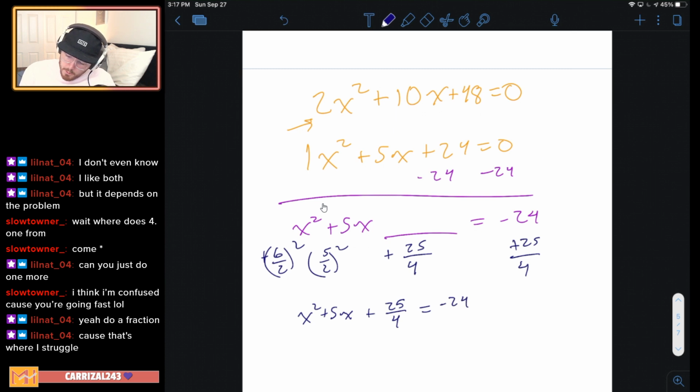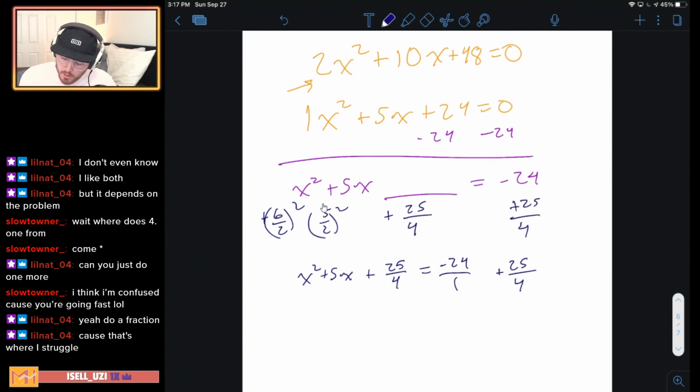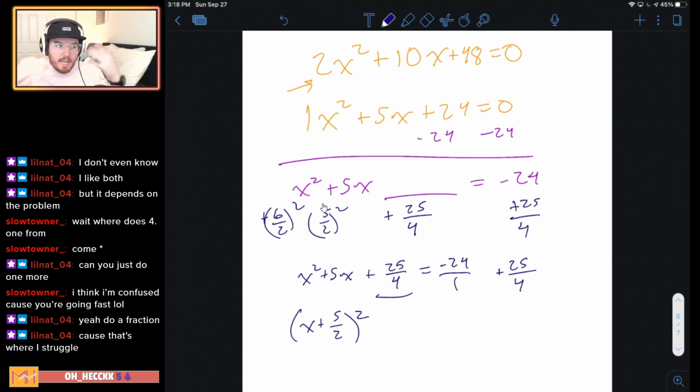So negative 24, I'll write it as over 1 plus 25 fourths. Now, what's so special about this? What am I able to do now? I'm able to rewrite this as x plus 5 halves squared, because 5 halves plus 5 halves is 5, and 5 halves times 5 halves is 25 fourths. Again, it's this pattern that we're falling into.